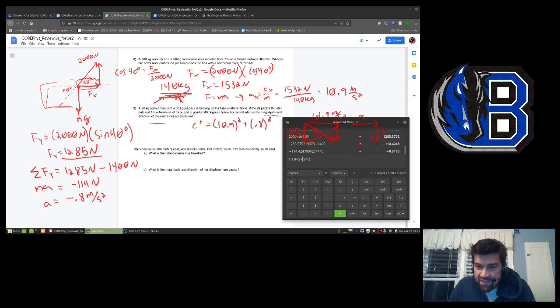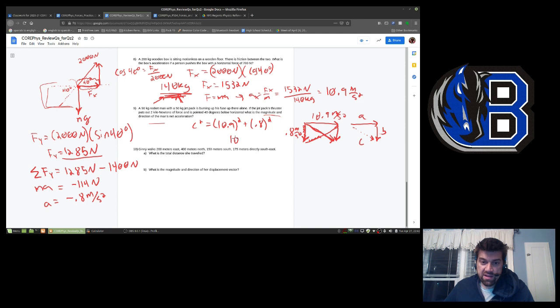And my negative here, I guess I could put it in there. It's going to get squared, so it doesn't matter. Magnitude, don't care about none of that. I don't want c squared. Okay, so 10.93. Okay, so that's my magnitude.